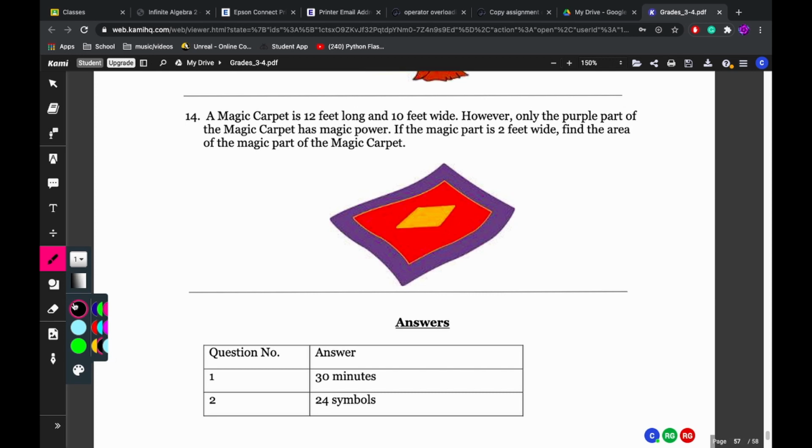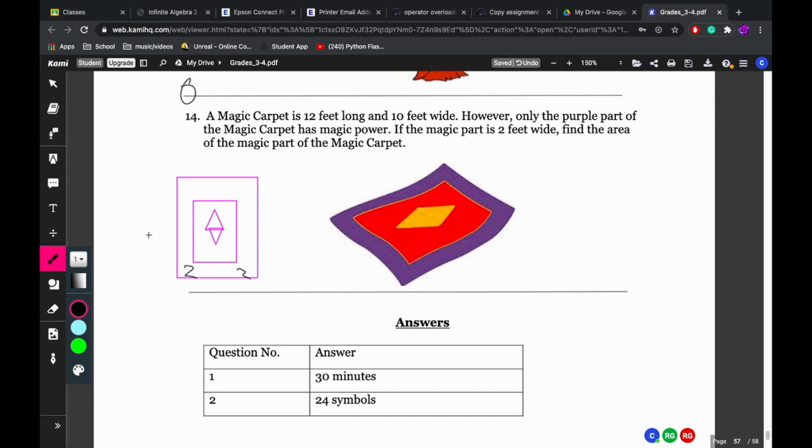Okay, so I'm going to just do right here. Why? Because the magic part is 2 feet wide. So the difference between this part is 2 feet wide. So in order to find the magic part, we know that the carpet is 10, 12. And so we know that if we do 10 minus 4, we get 6. So 6, and then we also have 2 here and 2 over here. So 12 minus 4, and then that would be 8. So 6 times 8, 48. So 48 would be your answer.